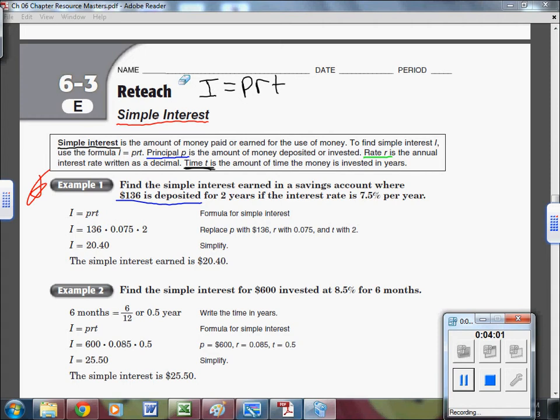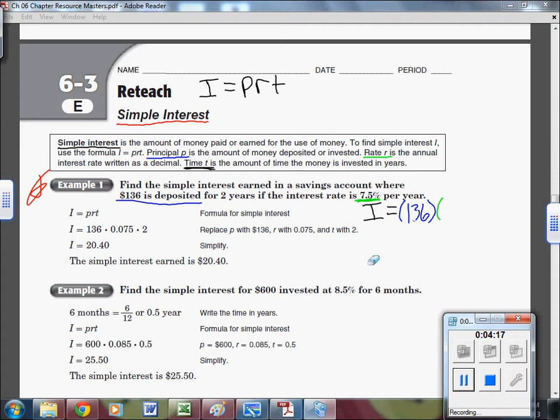So for this question, I'm going to set up over here on the side, even though you already see it. We now know the principal amount. The principal amount is $136. Next comes the rate amount. They said the interest rate was 7.5% per year.